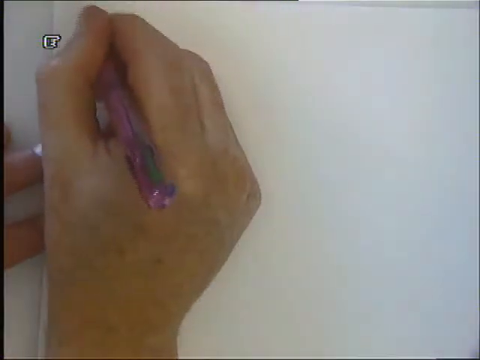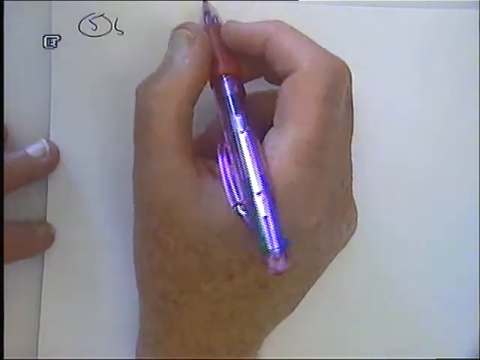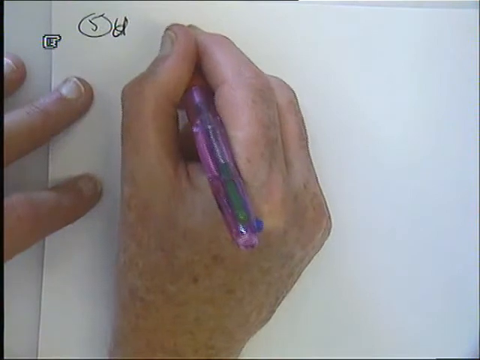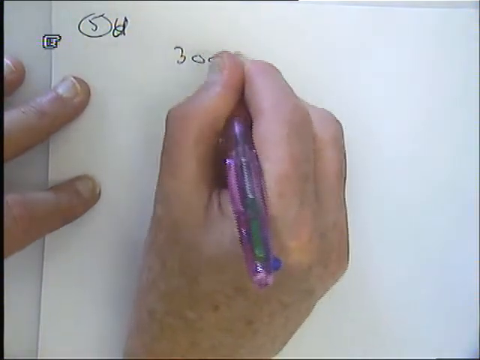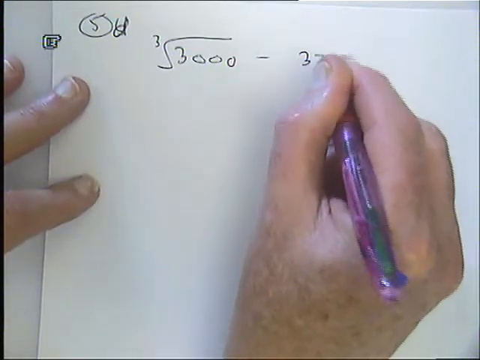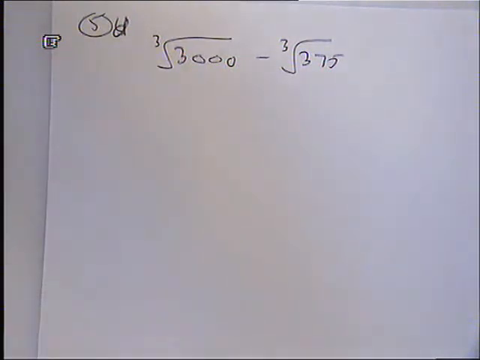5b, express in the form and 5D. Okay, I'll do one of them. Which one am I doing? 5D. Okay. 3,000 cube rooted minus 375 cube rooted. Can anybody suggest then what are we looking for here? We've got to adapt what we have been doing up to this point.